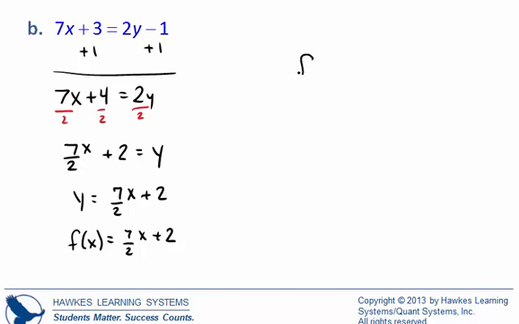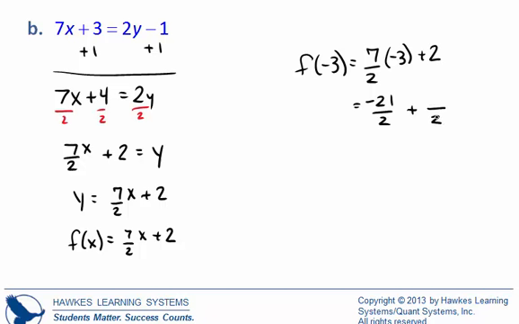I now want to evaluate my function at negative 3, which again means rewrite your function, and where there's an x, we're going to enter in a negative 3. So we'll have 7 halves times negative 3 plus 2. So this gives us 7 times negative 3 is negative 21 over 2. Let's write this 2 as a fraction with a denominator of 2.